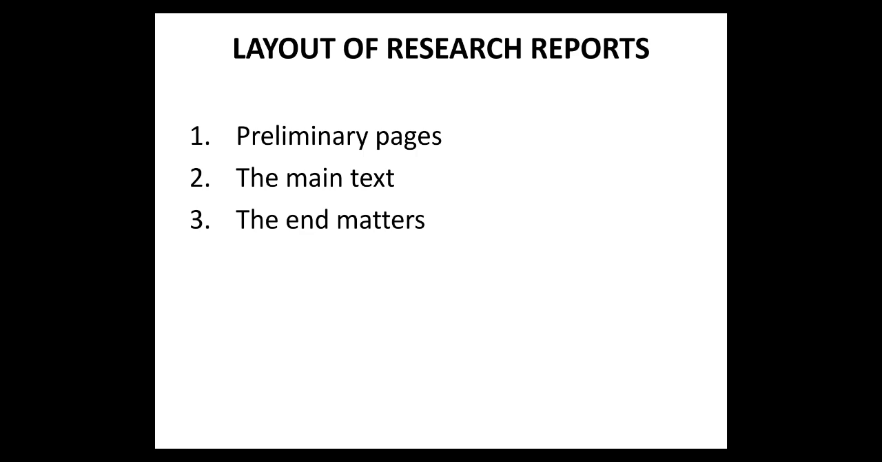A comprehensive layout of a research report should comprise mainly three parts: preliminary pages, main text, and the end matter. These three make up the comprehensive layout of the research report. Normally the research report is comprised of these three elements. Now, first coming to the preliminary pages.